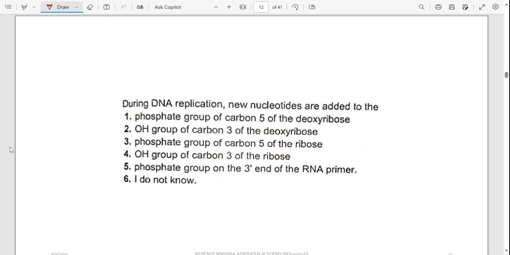During replication, new nucleotides are added to the, so remember we had already mentioned, for the growing strand, this is a phosphate.